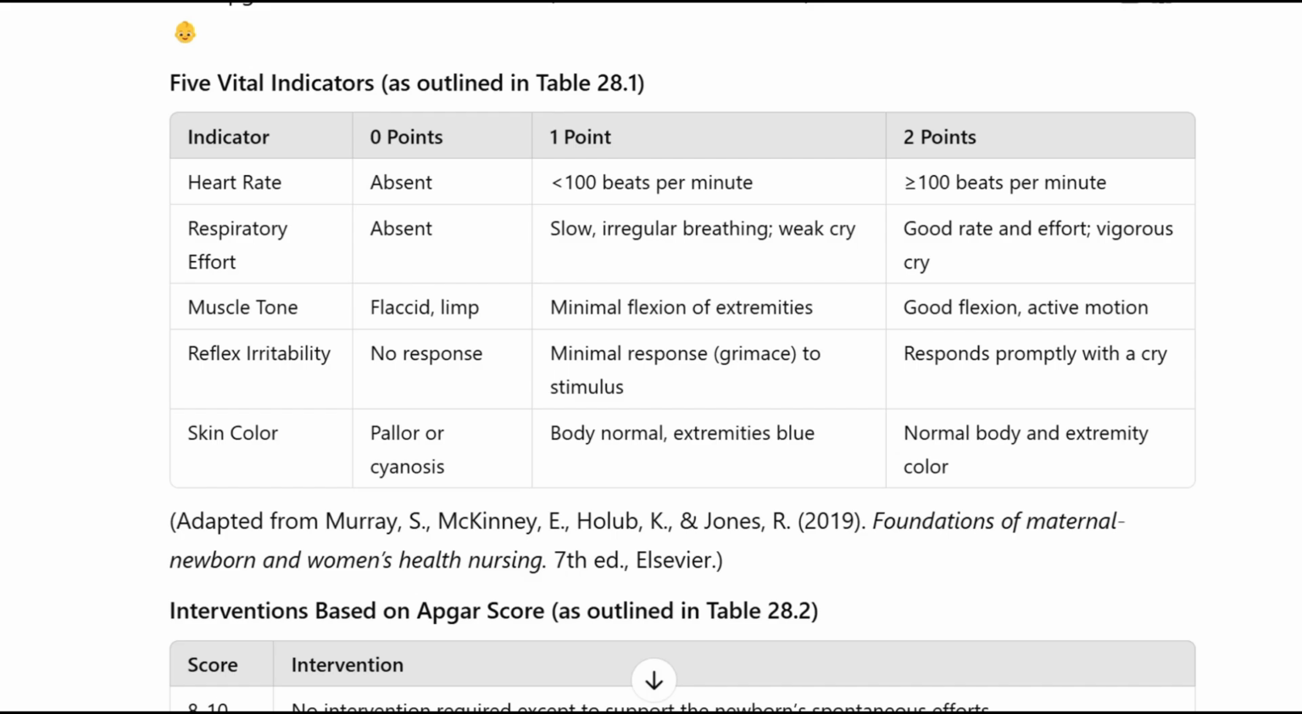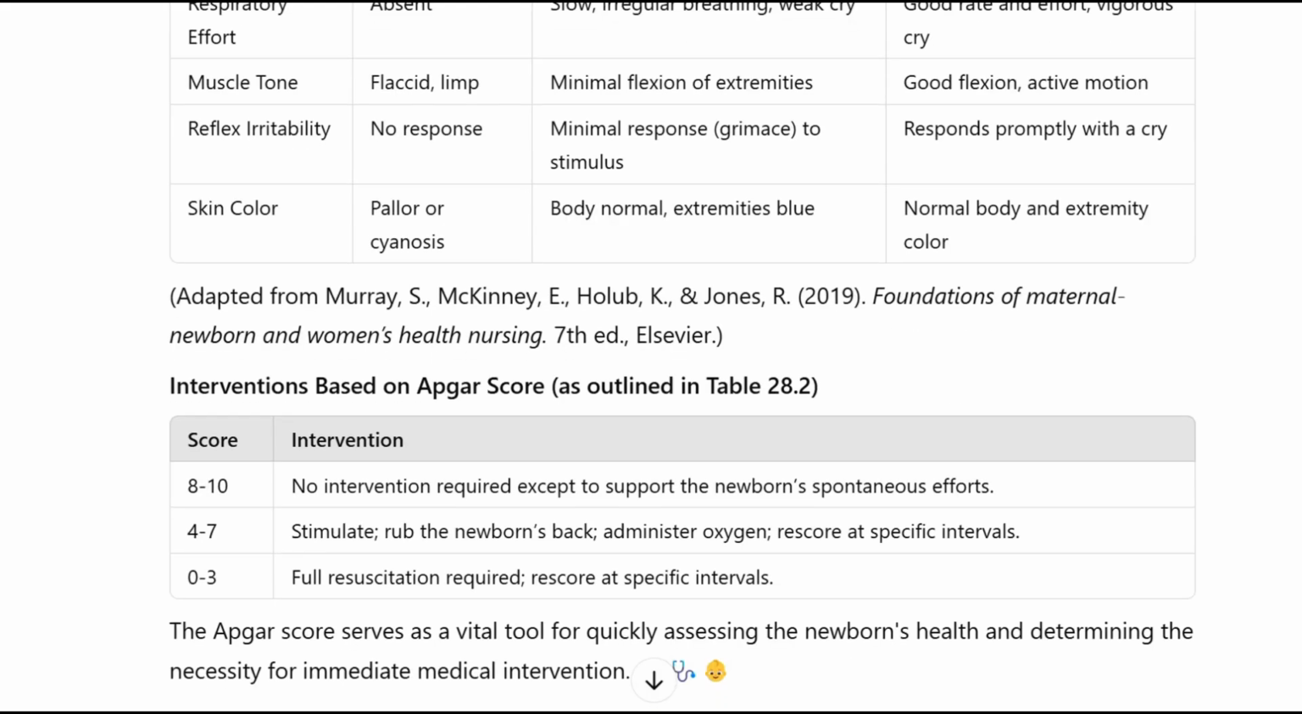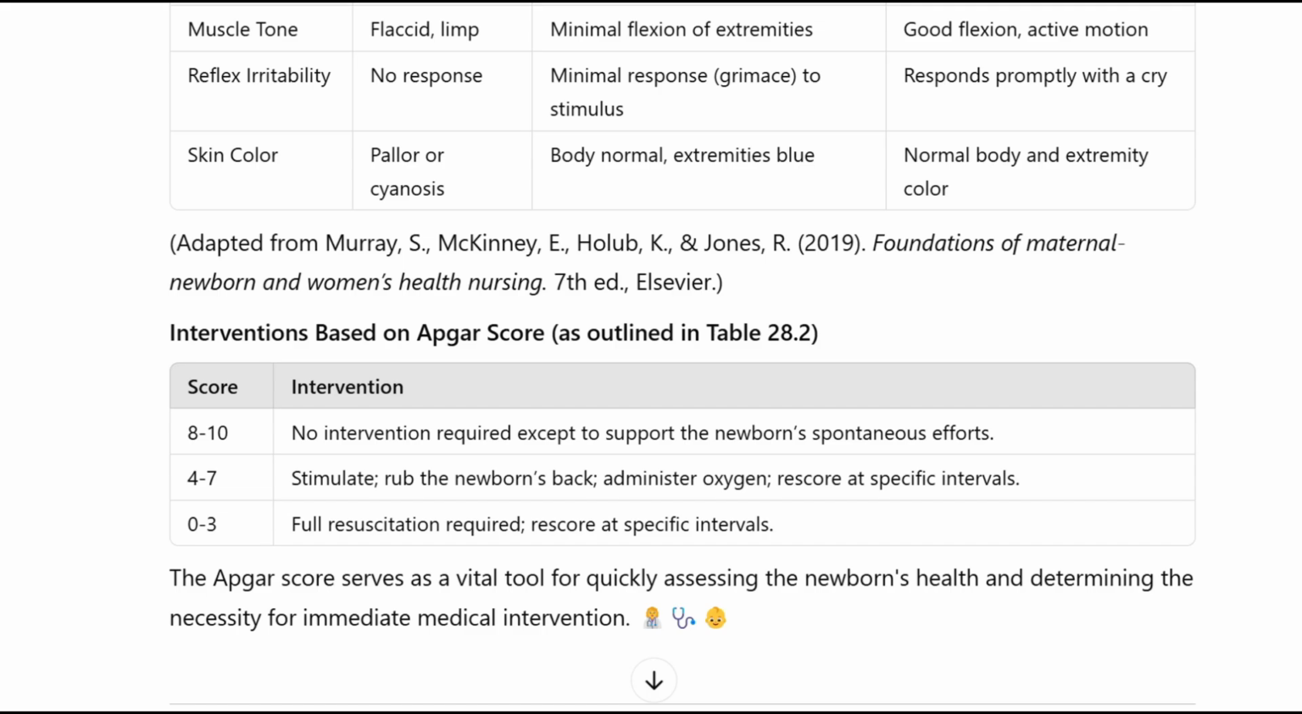Adapted from Murray S., McKinney E., Holub K., and Jones R., 2019. Foundations of Maternal, Newborn, and Women's Health Nursing, 7th ed., Elsevier.